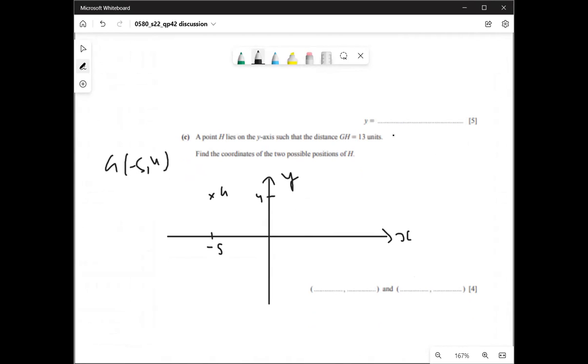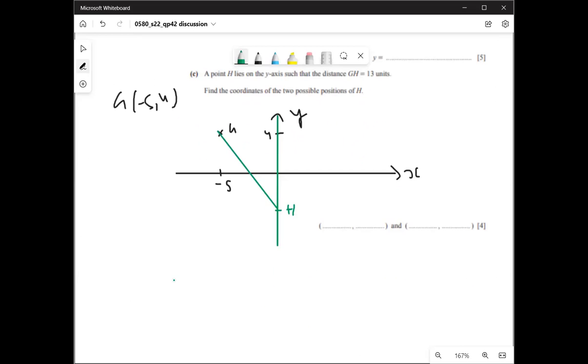They're saying that there's another point H on the y-axis. H can be anywhere here. And the distance is 13 units. Let's say H is perhaps here, and this is the line GH. So find the distance GH. How do I find it? It's 13, they mentioned it. So this length is 13.